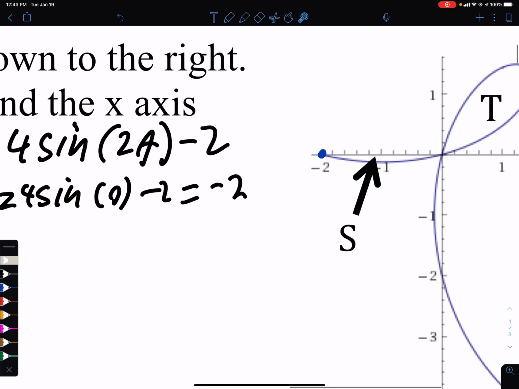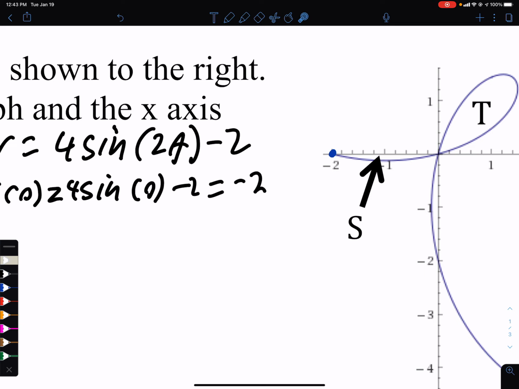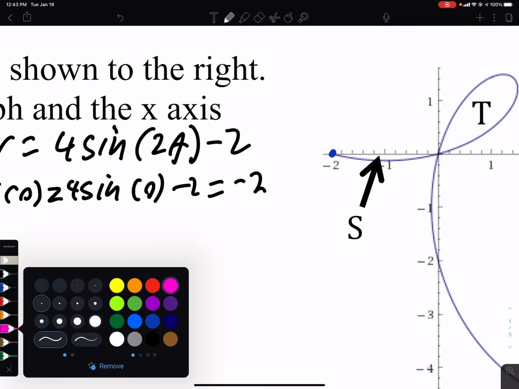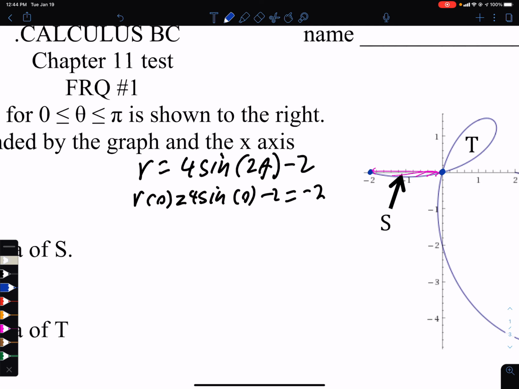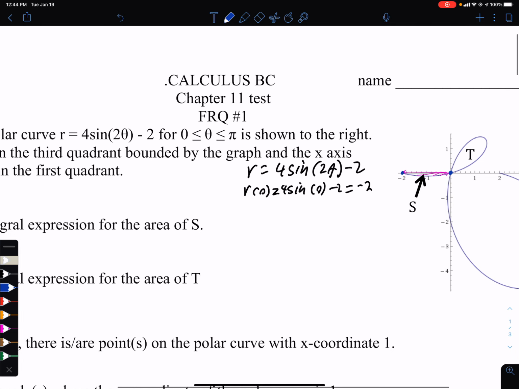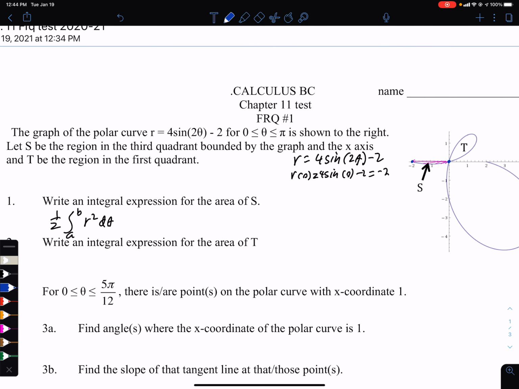So what's weird, let me map this out with this color. At 0, I go -2, which puts me back this way. But as I sweep through angles, I'm going to get to this point here. What's significant about that point? At that point, your r is 0. So that's your next thing to do. You want to set r equal to 0.